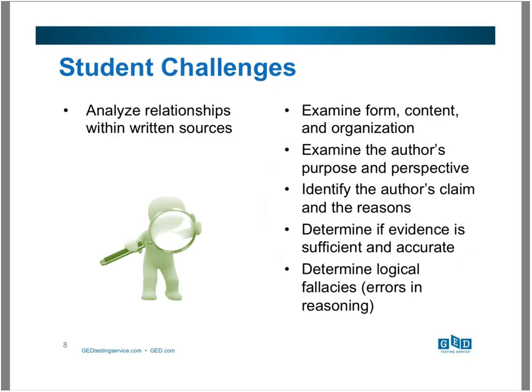Another area, and this is again important to our students to understand both for the writing samples as well as the technology enhanced items, is the ability to analyze relationships within written sources, such as causes and effect, purpose and perspective. Can our students identify an author's claim and the reasons that the author has made such a claim? And then I really like that fourth one, because is the evidence that a student is gleaning from his or her reading sufficient, and is it accurate? Or, as they're looking at it, is there an error in the reasoning?